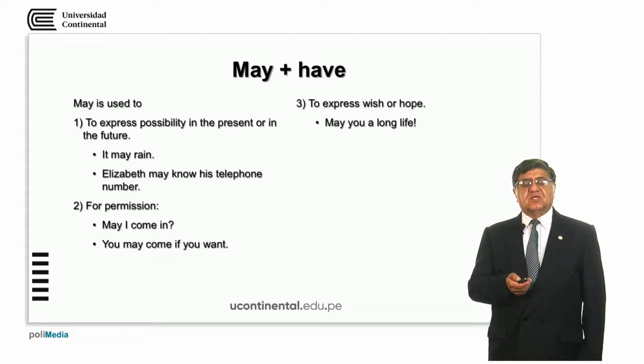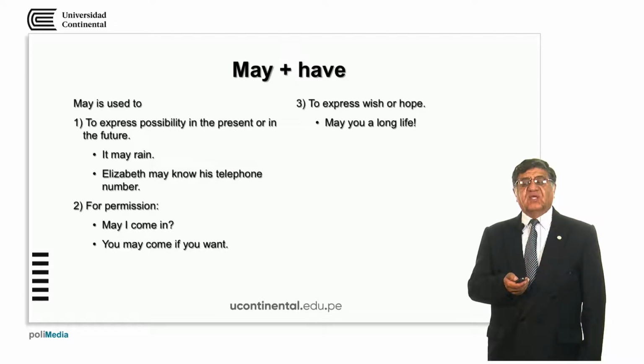These two examples are may without any other particle. Okay? For permission, may I come in? Also without any other particle. You may come if you want. To express wish or hope, may you have a long life. That means that I wish you will live a very long life, and you become older and older and older. Okay? May and have can be used also in these senses.